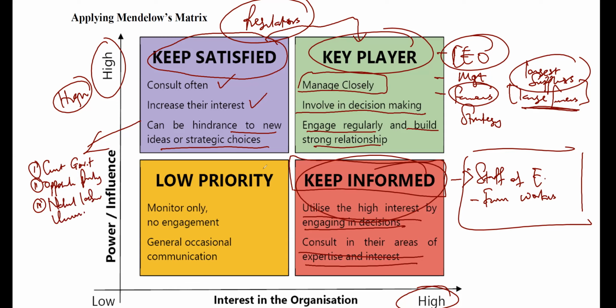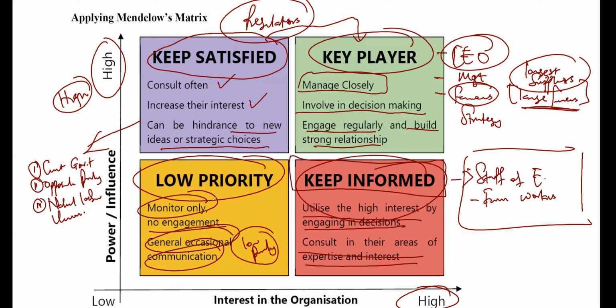Then low priority. So these people, we can monitor them only, no engagement or general occasional communication. The low priority supporters that we have under the other model, you can still use the same strategy here. You can either monitor them only, you do not engage, but I think the general occasional communication is the best strategy to deal with low priority stakeholders. So I think the media can also fall under that.